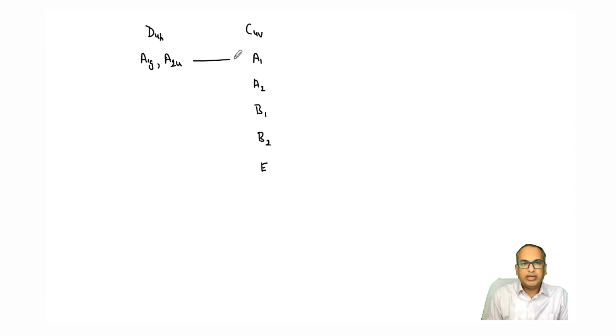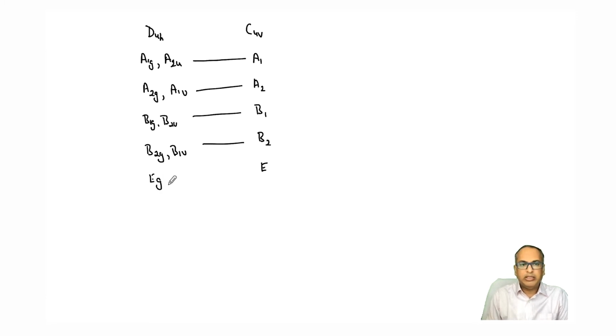Okay, so you can say that these are the correlations. A2 was correlated with A2G and A1U. B1 is correlated to B1G and B2U, and B2 is correlated with B2G and B1U, and E was correlated to EG as well as EU. So 5 representations in C4V, each representation is correlated to 2 representations under D4H point group.